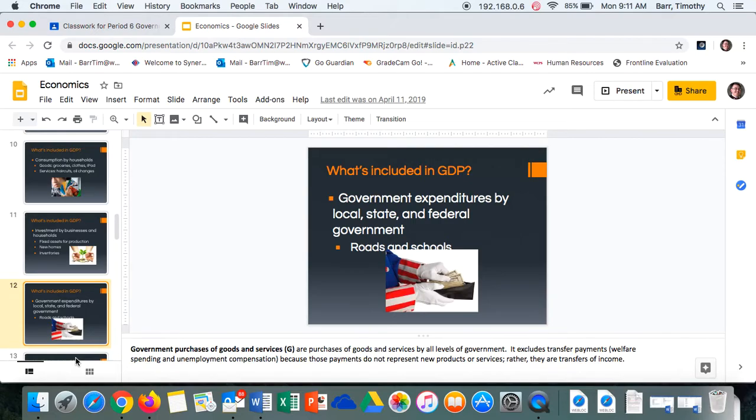Okay, GDP also includes government spending. So, that's any money that's spent by the government on a local, state, or federal level. Government spends a lot of money on roads, social programs, schools, that kind of stuff. So, here's our little picture: Uncle Sam taking money out of his wallet.